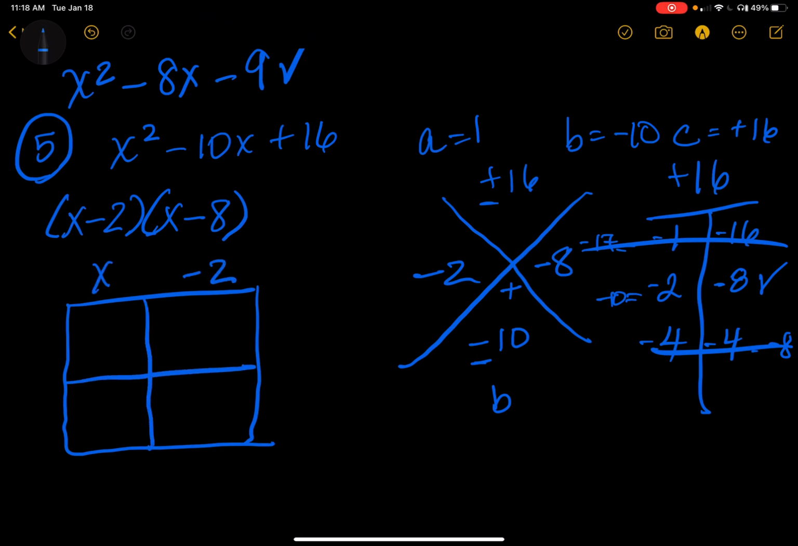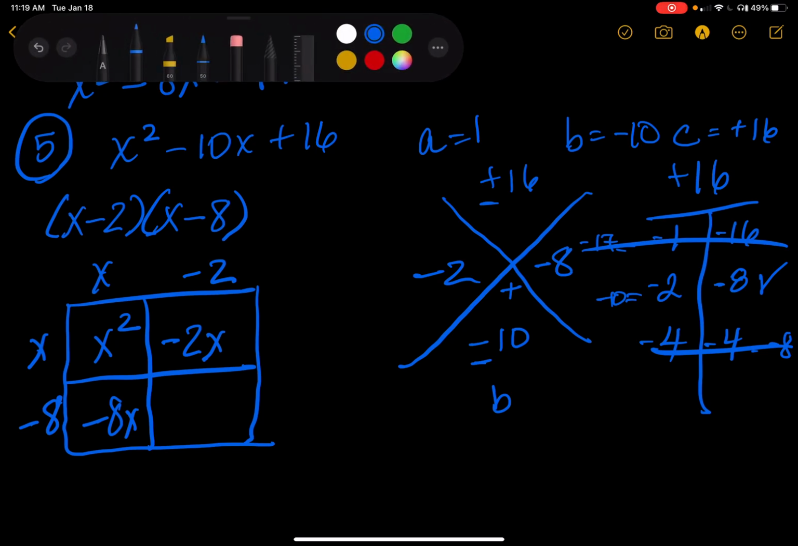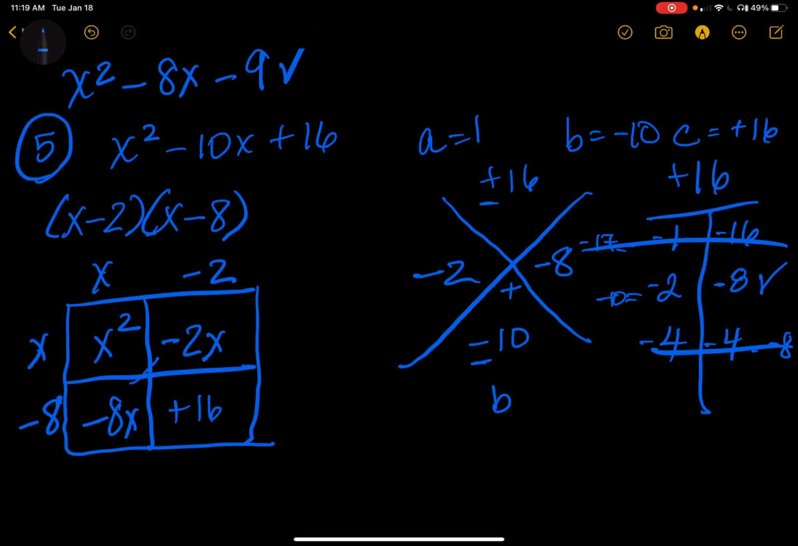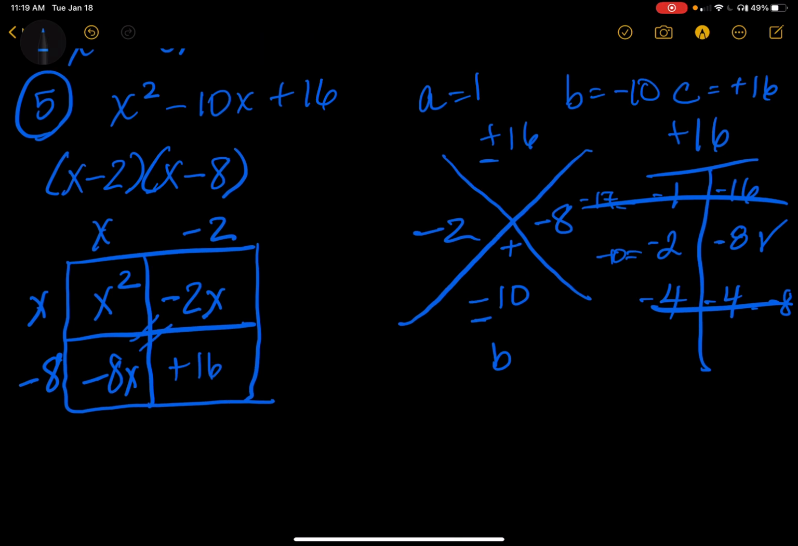x minus 2, x minus 8. x times x is x squared. x times a negative 2 is negative 2x. x times a negative 8, negative 8x. And then negative 8 times a negative 2 is a positive 16. Combine on your diagonal, and that's going to give you x squared minus 10x plus 16. Does that match? Yes. Check.